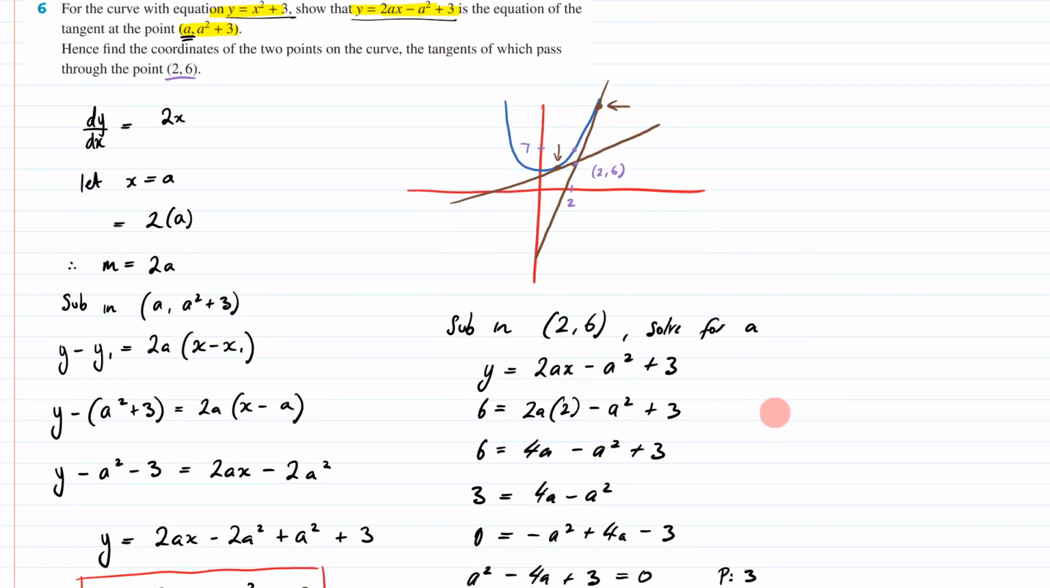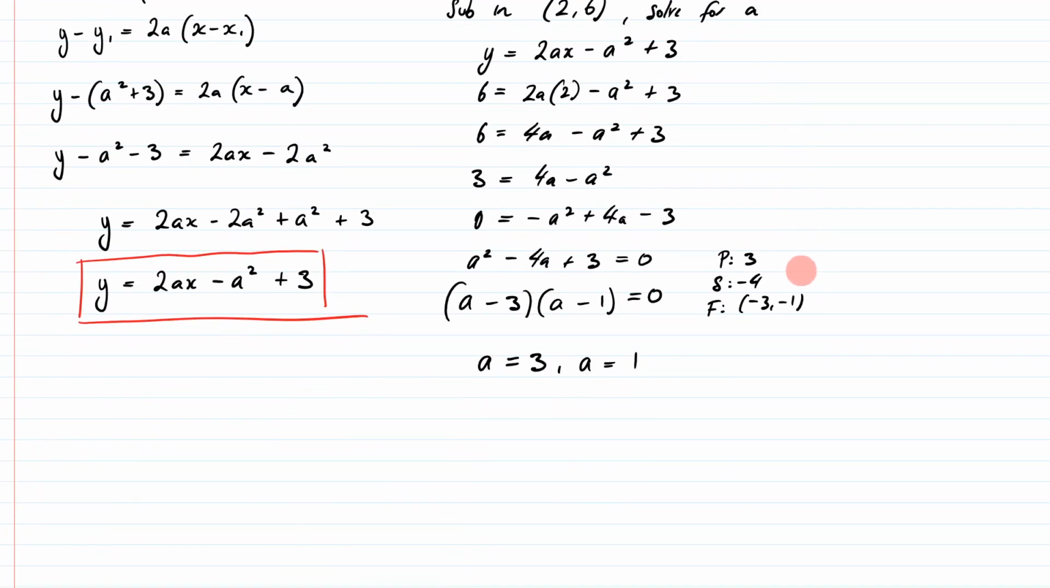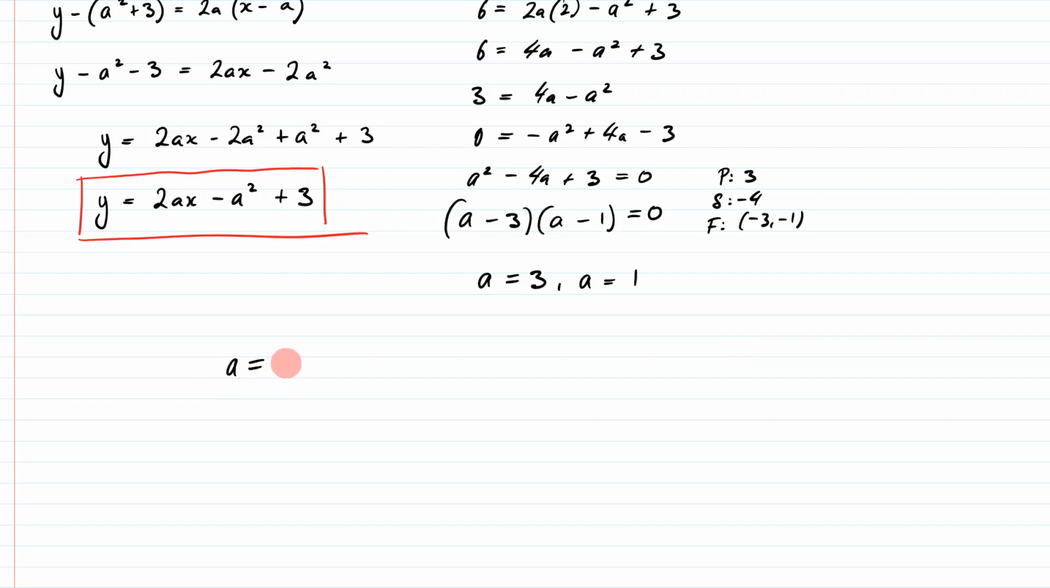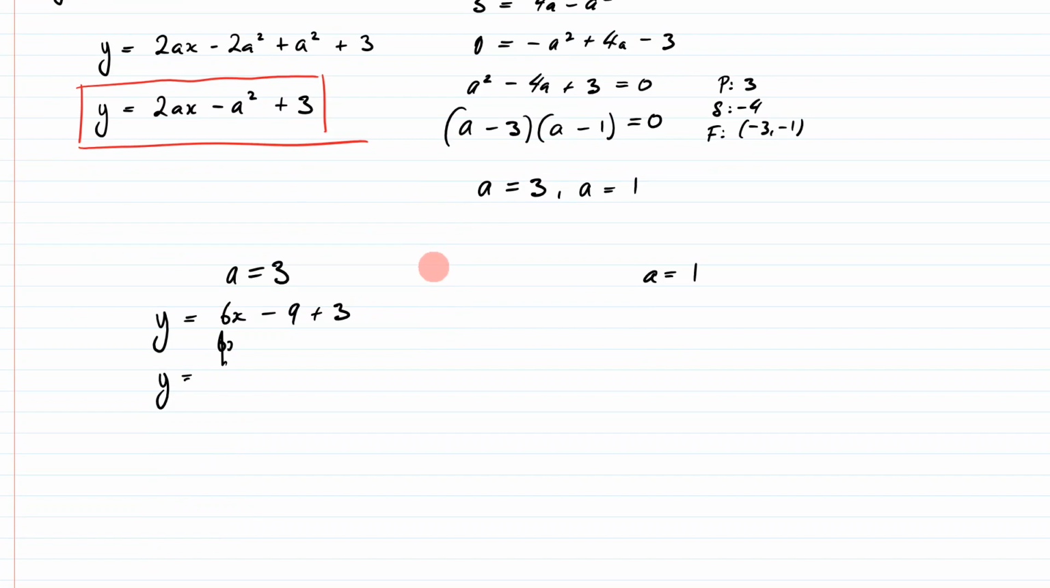So that means we can find the equations. One of them is going to be A is equal to 3, one of them is going to be A is equal to 1. If A is equal to 3, Y is equal to 6x minus 9 plus 3. Y is equal to 6x... My apologies, 6x minus 6. And over here, Y is equal to 2x minus 1 plus 3, so Y is equal to 2x plus 2.